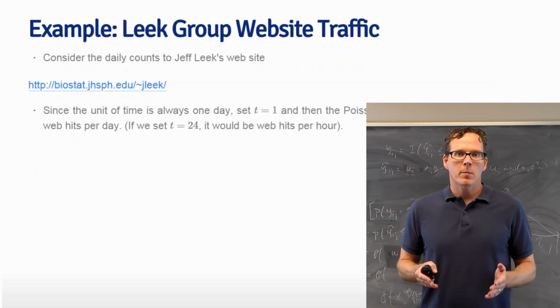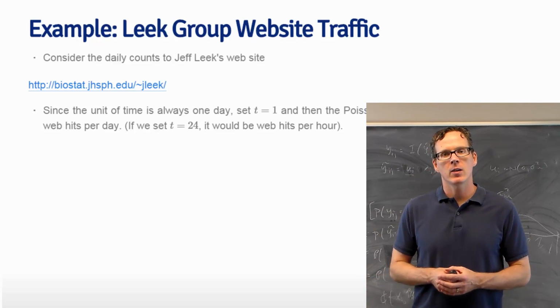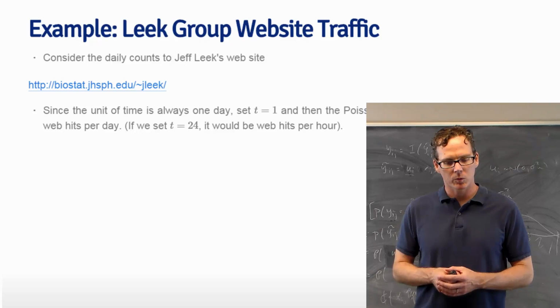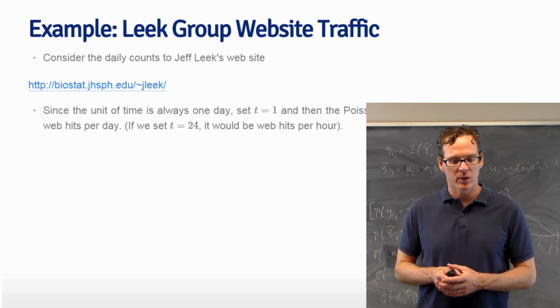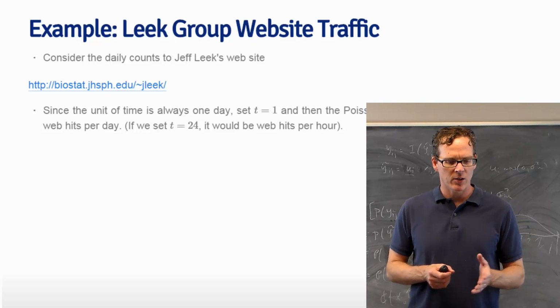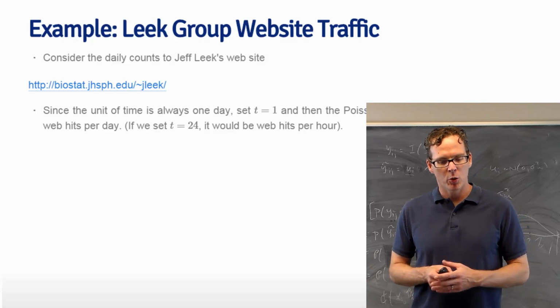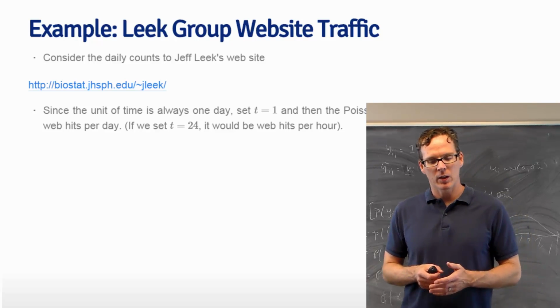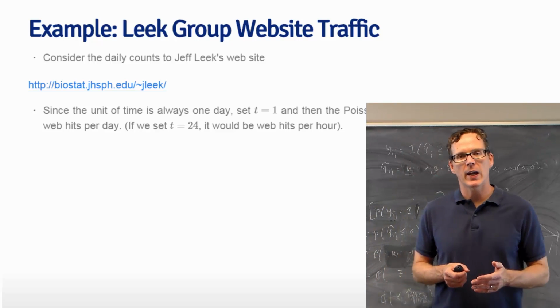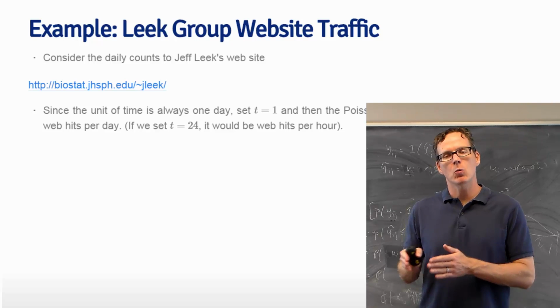So as an example, let's look at Jeff Leek, his web traffic. So this is his website, biostat.jhsph.edu/~jleek, and the Poisson mean in this case is interpreted as the number of web hits per day. So our time in this case is t equal to 1.